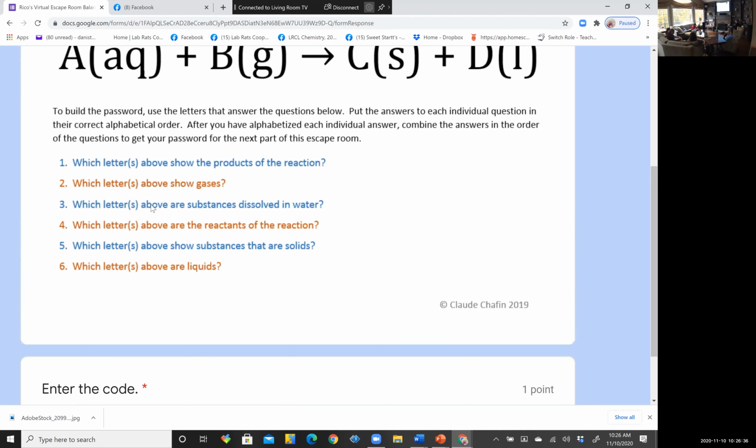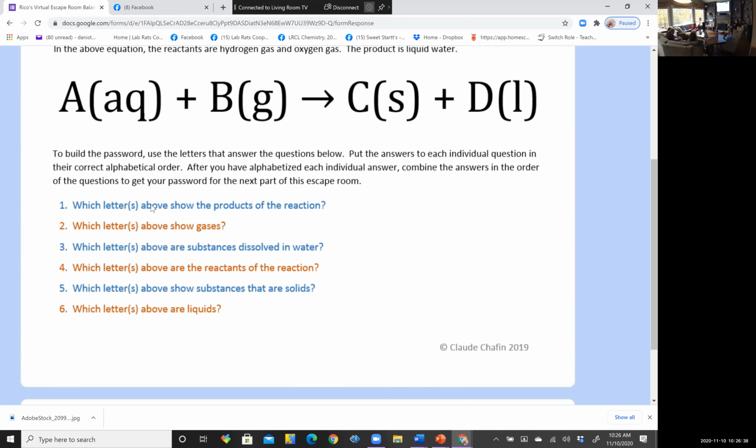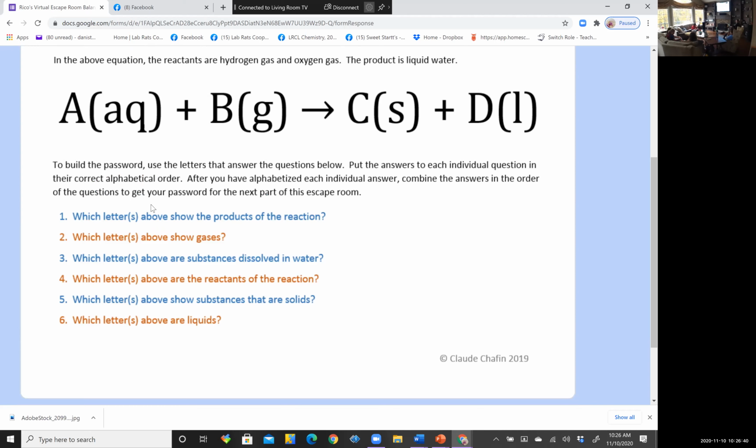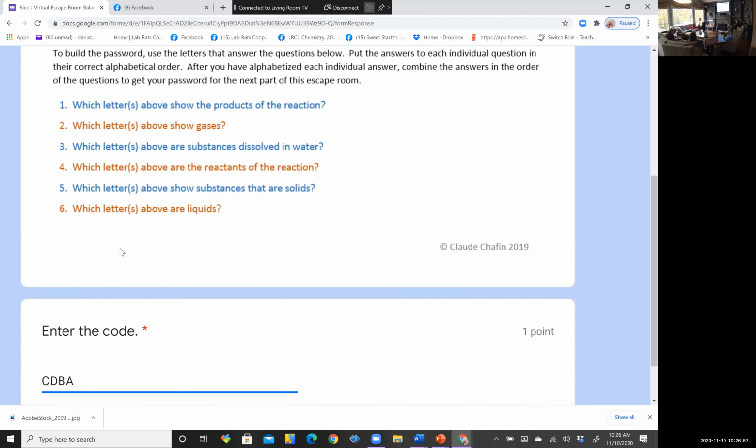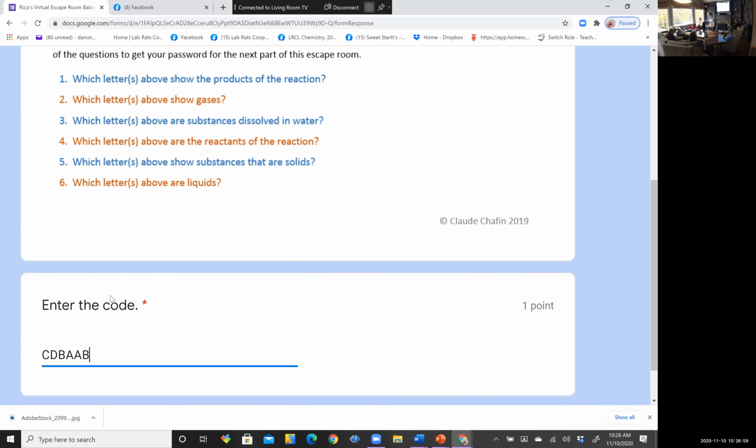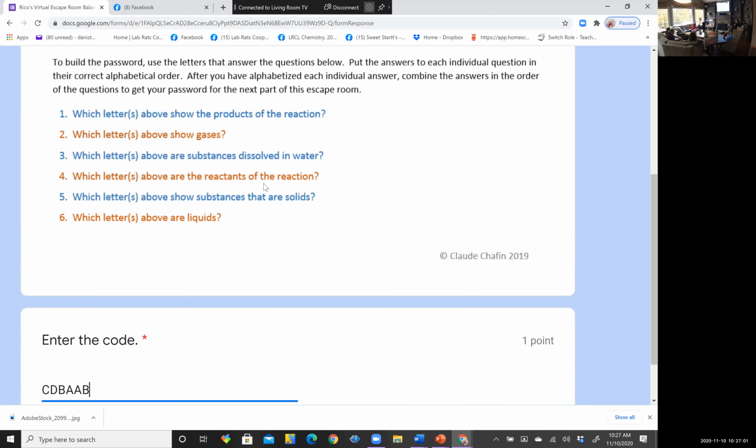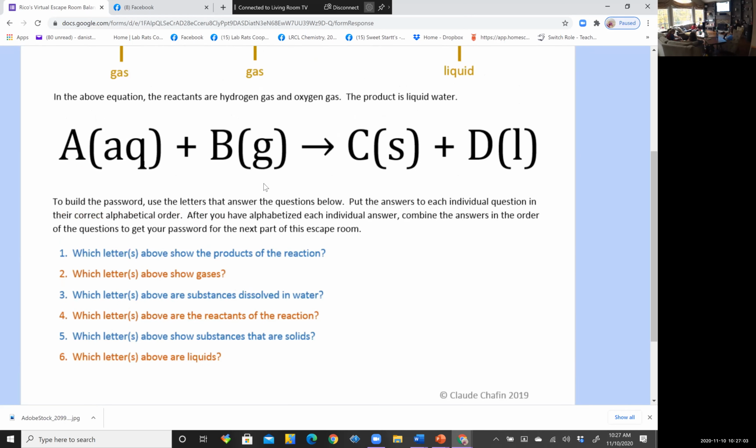All right, how about which letters above are the reactants of the reaction? B. Reactants, think about it. D. C, D. We said C and D were the products. So what are the reactants? A and B. Yeah, B and A. Can I write it as B and A, or do I have to write it as A and B? Right, okay.